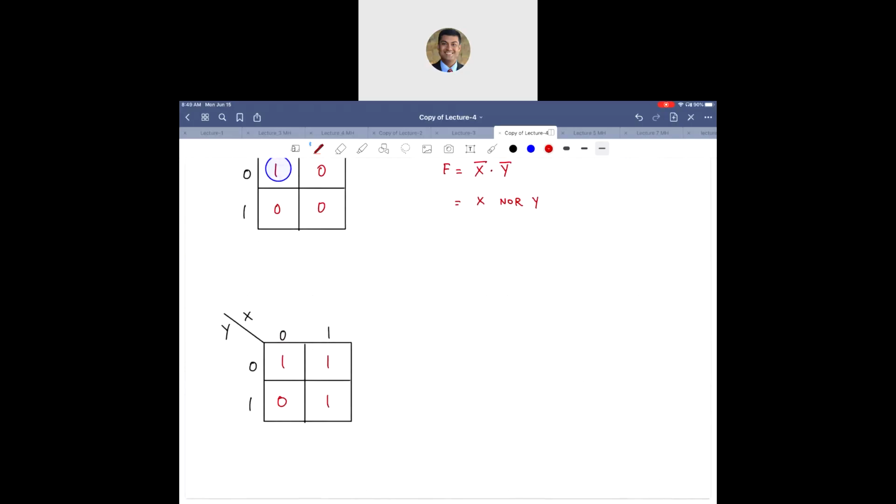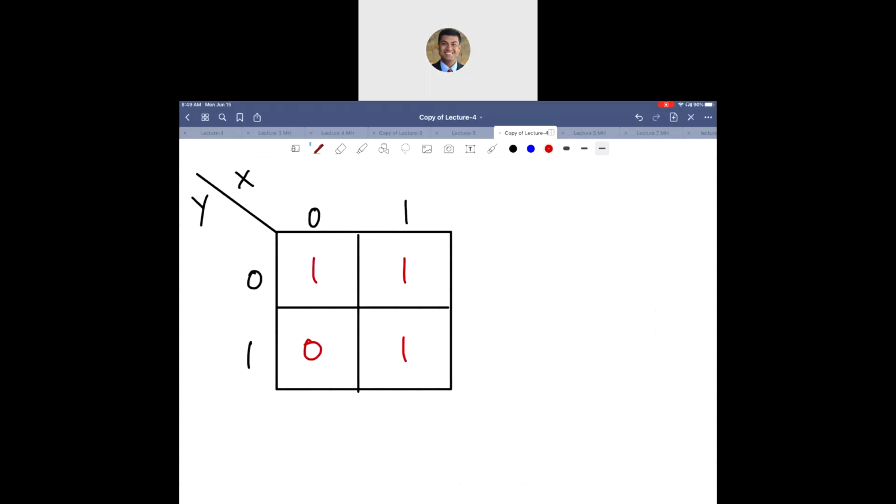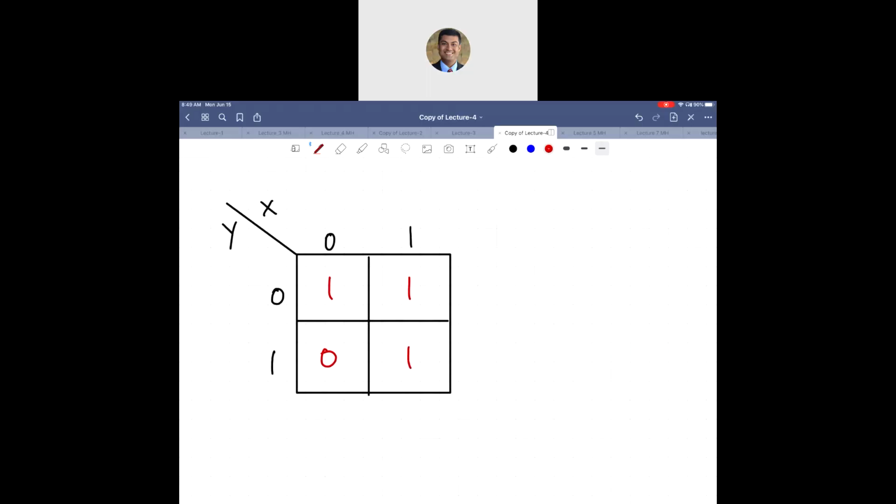How about this guy? Next example. Can I make a group of 4 ones? No. Can I make a group of 2 ones? Yes, 2 of them, in fact. So you can make this guy and you can also make this guy. So you have 2 groups of 2 ones in this case.